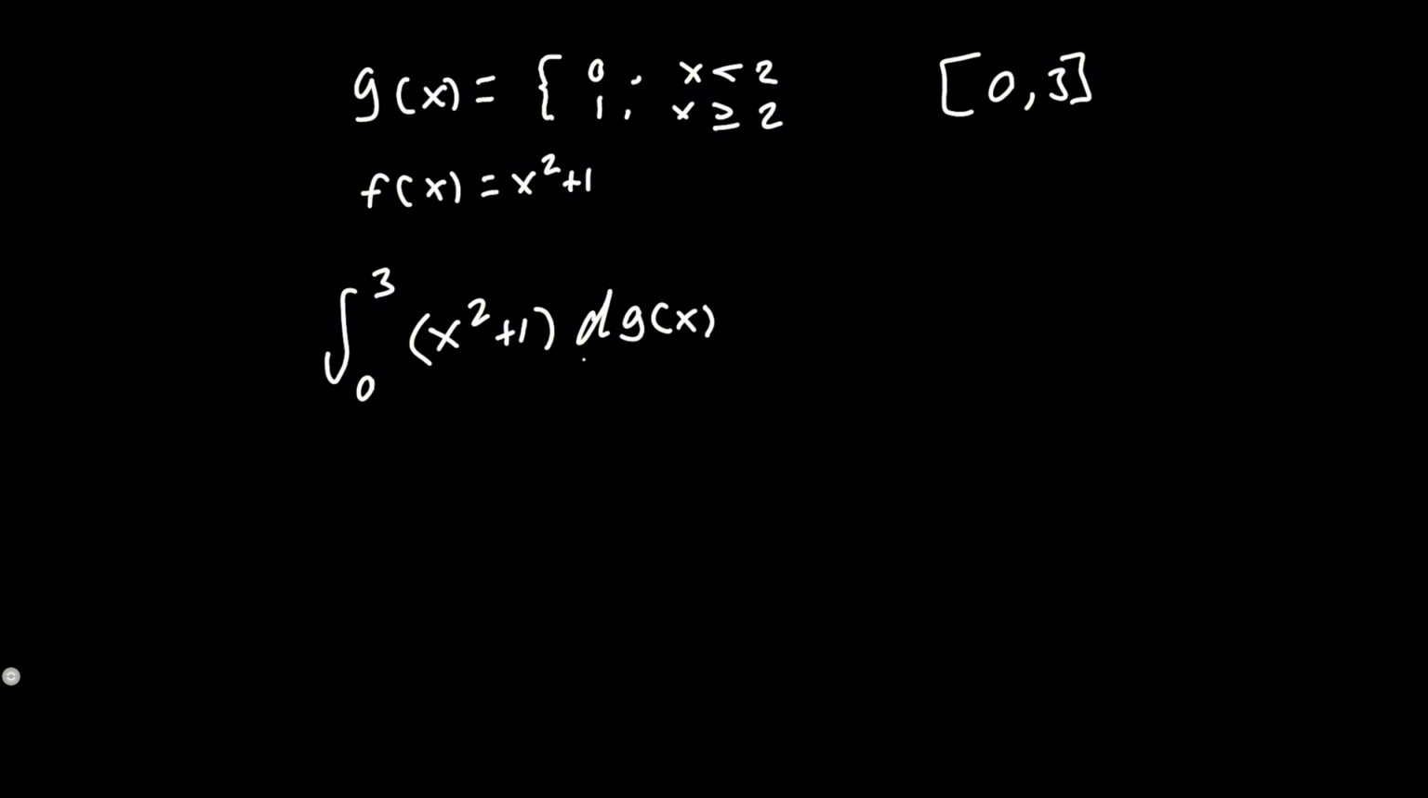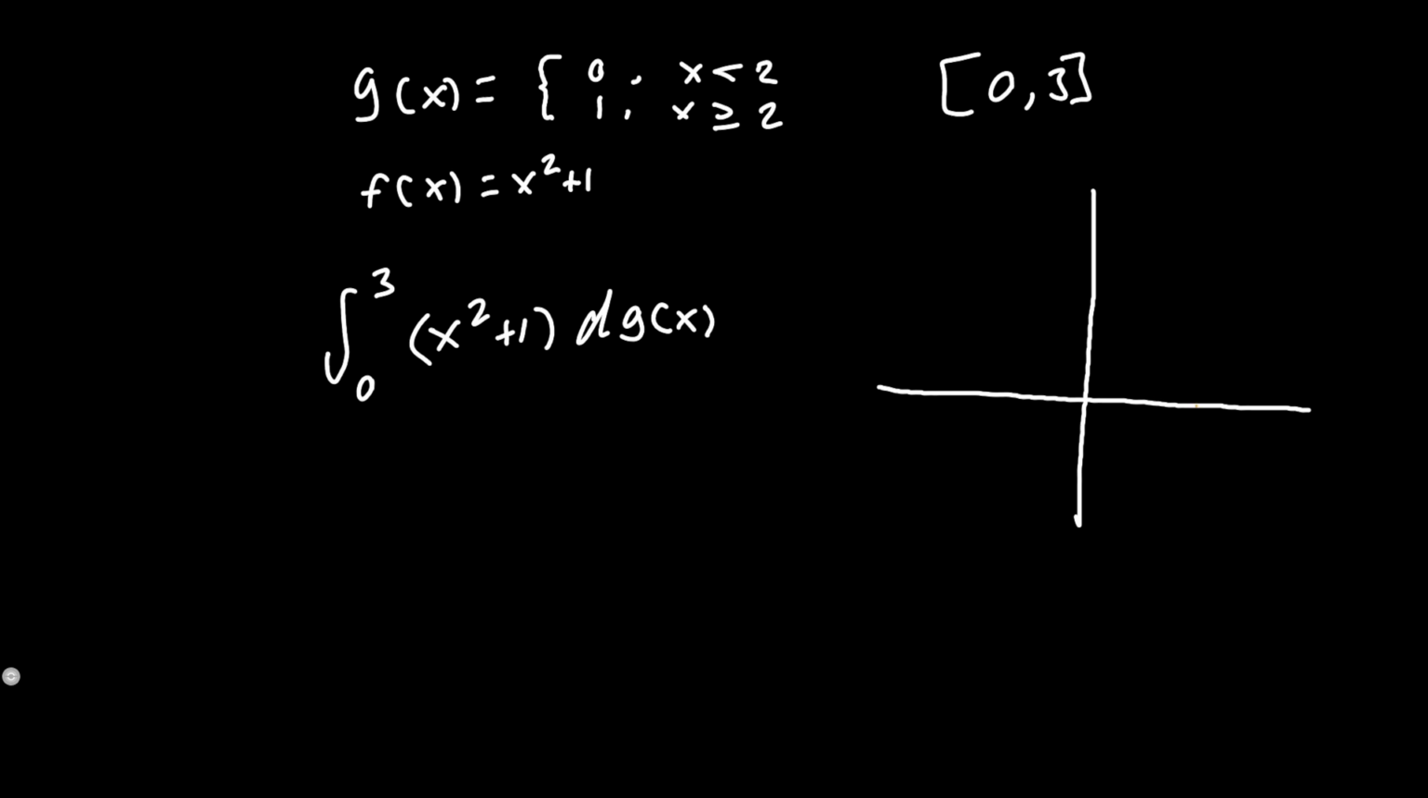So what is happening here? How would we integrate with respect to a step function? Well, since g of x is a constant everywhere except at x equals 2, let's say g of some value x is a constant c when x is not equal to 2. So we have a step function, and if we were to graph this, we would have something like this. It is 0 when x is less than 2.